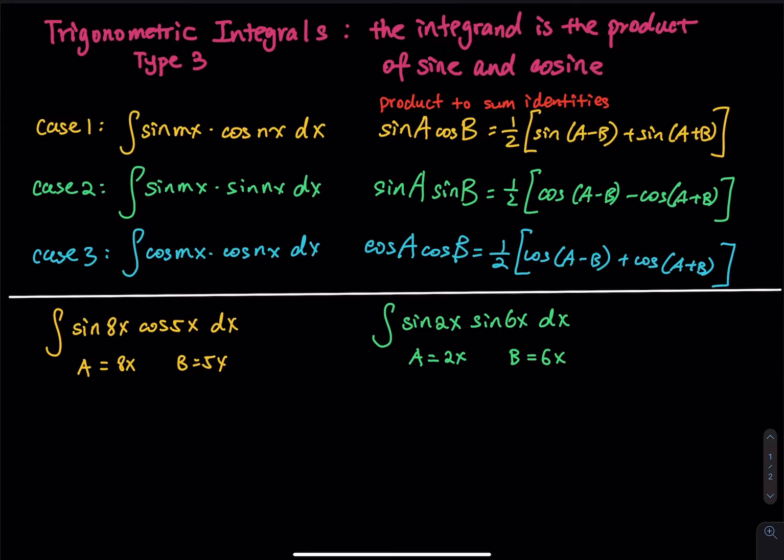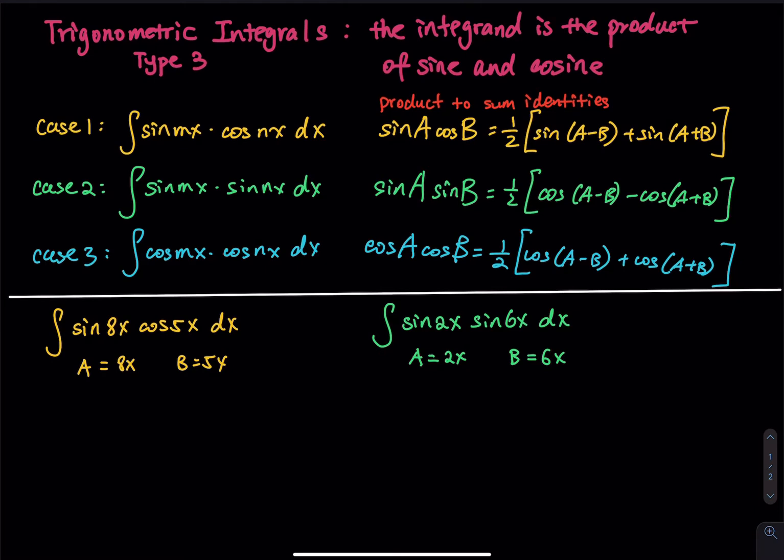In this video, we will discuss the third type of trigonometric integral. We already discussed type 1 and type 2 in the previous video. In type 1, in the integrand, we have sine times cosine, both raised to some power. In type 2, we have tangent times secant, both raised to some power. But in the third type, there is no more exponent.